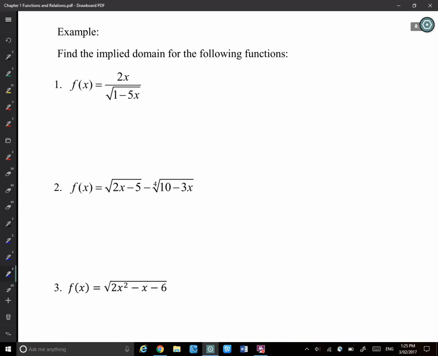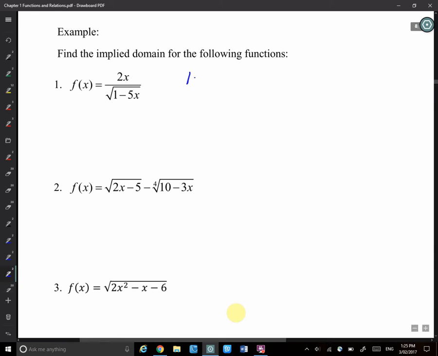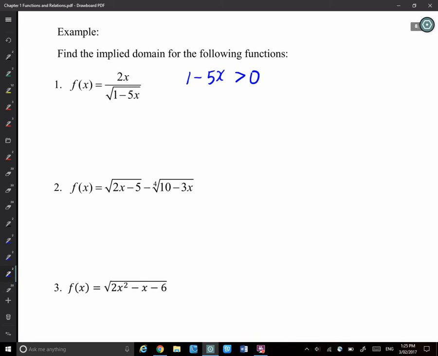Okay, we have square root and we have a fraction. So 1 minus 5x must be greater than 0. Combine the fact that the thing in the square root must be greater or equal to 0. At the same time, the denominator cannot be 0. So basically, I need to solve 1 minus 5x greater than 0.